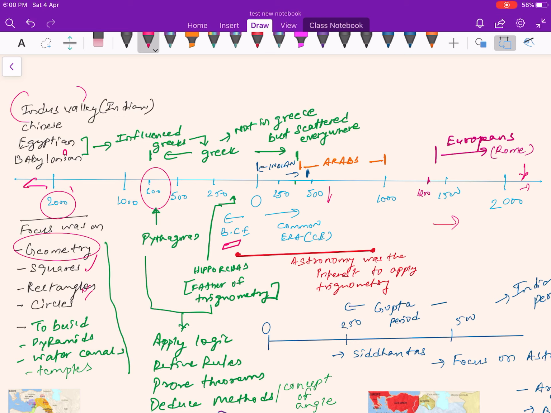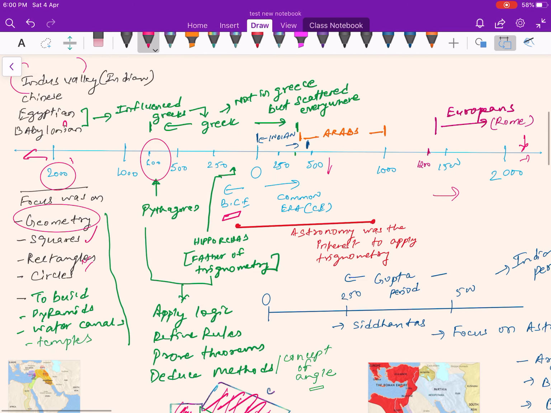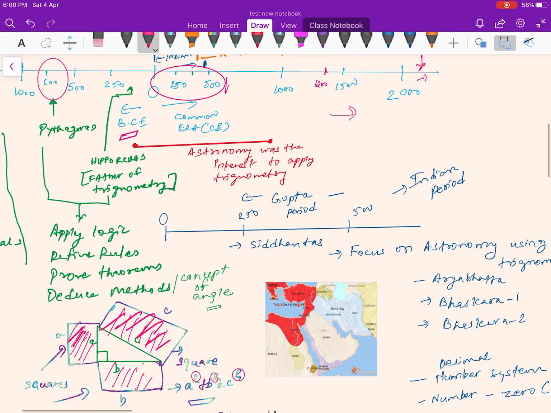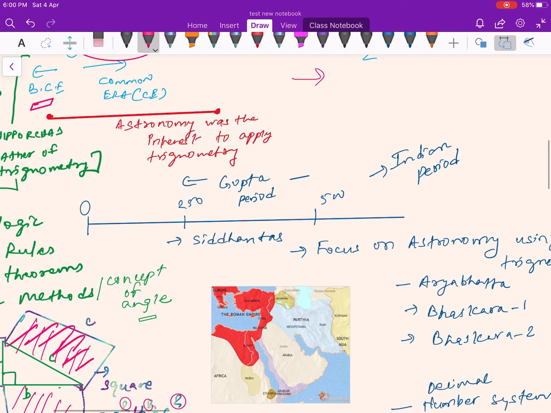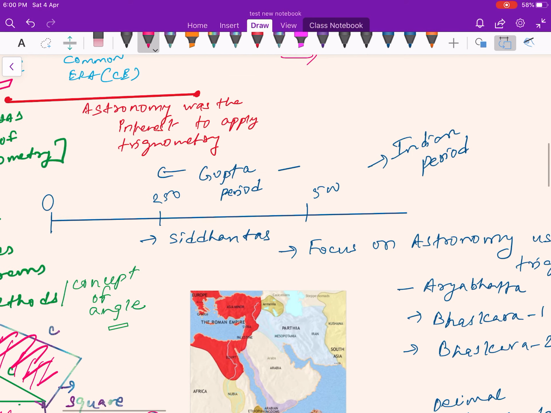But if you take the Indian history of mathematics in the context of trigonometry, a lot of interesting things happen in this particular zone, between 250 and 500 AD, the common era. I've plotted what's going on here, taking that time scale for India and plotting it.